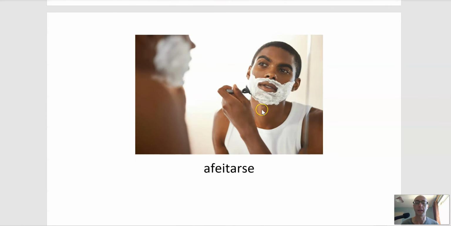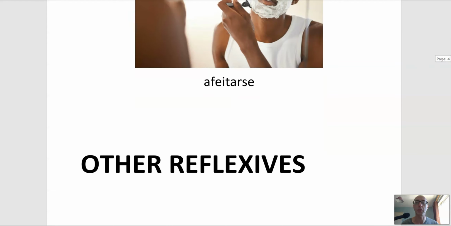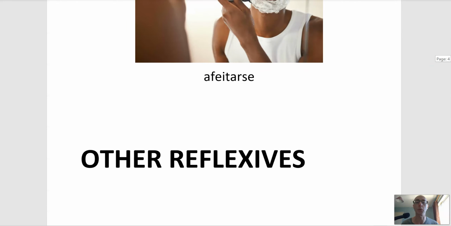Afeitarse. Again, the verb is afeitar and the se is the little pronoun, the reflexive pronoun. So in Spanish you shave yourself. In English it sounds a little bit unusual, but this is what you say in Spanish. So the Spanish like reflexive verbs. They use them a lot.